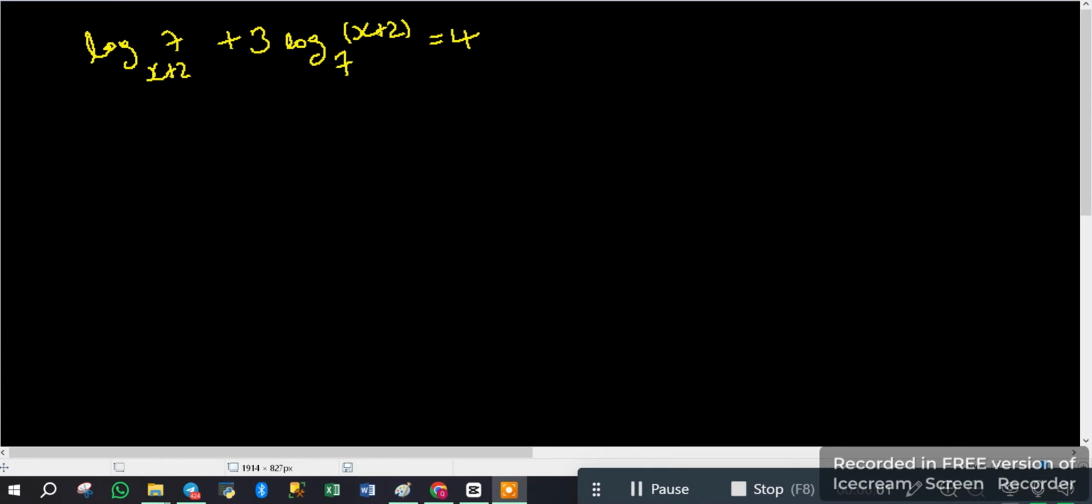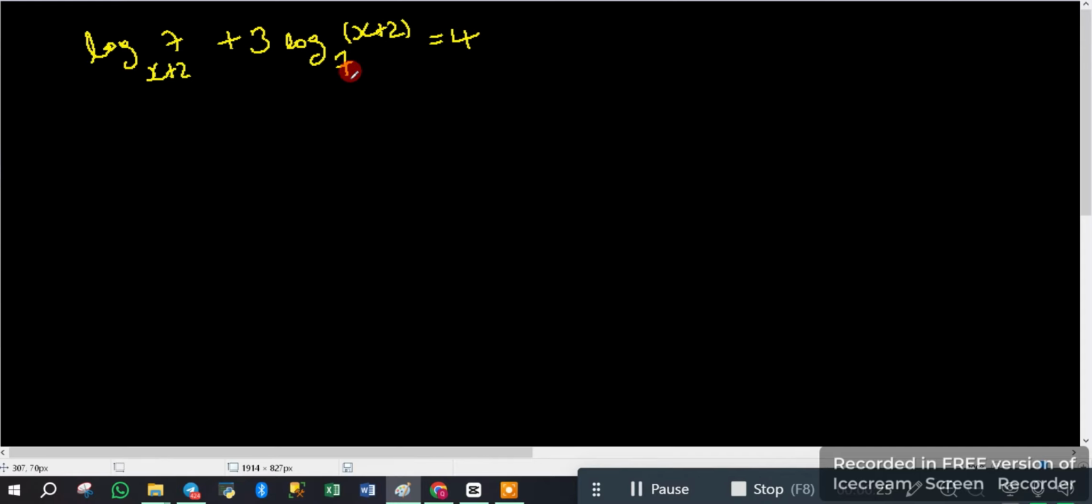So let us solve this thing. The question says log 7 base x plus 2 plus 3 times log x plus 2 base 7 is equal to 4. So how to solve this logarithmic function? The first thing you're going to do, just as is shown here, log 7 base x plus 2 and log x plus 2 base 7.